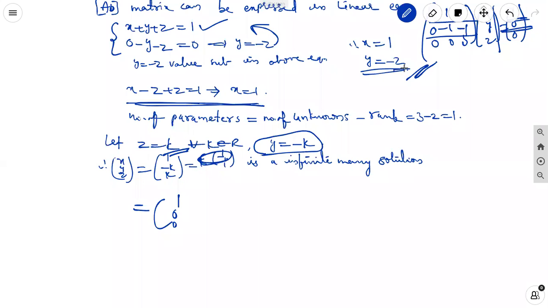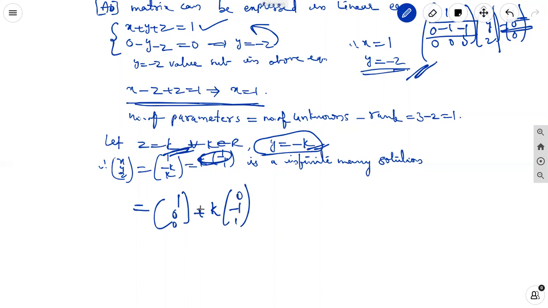Here y depends on the z variable. When we take z equal to k, then y is equal to minus k. We can write the variable solution x, y, z as x is 1, y is minus k, z is k. We can take k common, meaning a constant. The first element has no k term, so it is 1 with the remaining zeros, plus k taking common, 0, minus 1, 1.